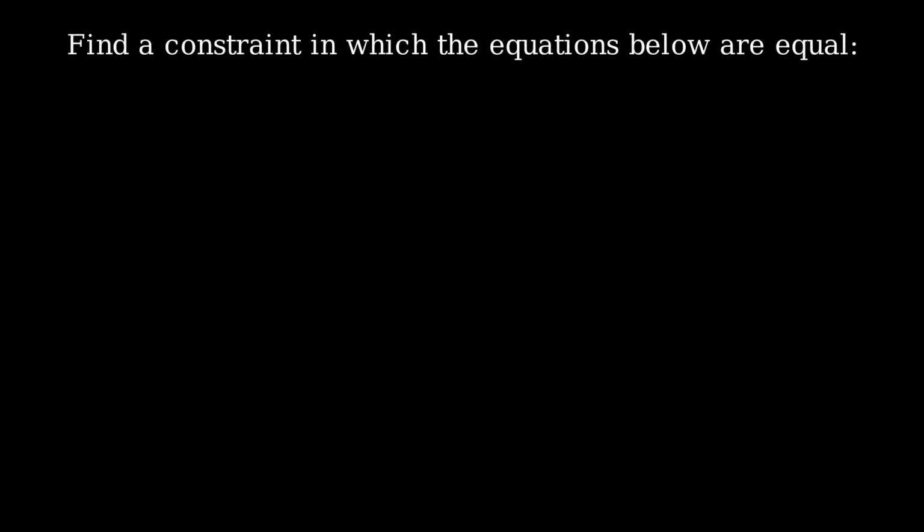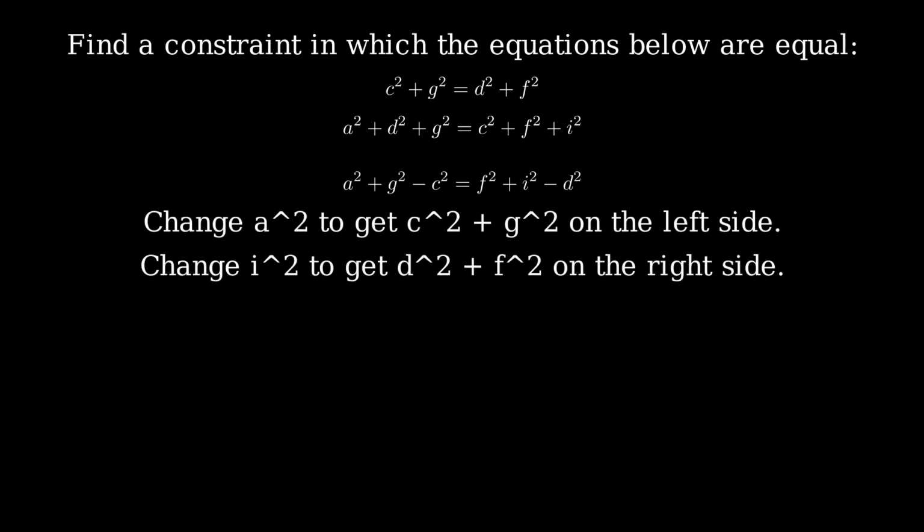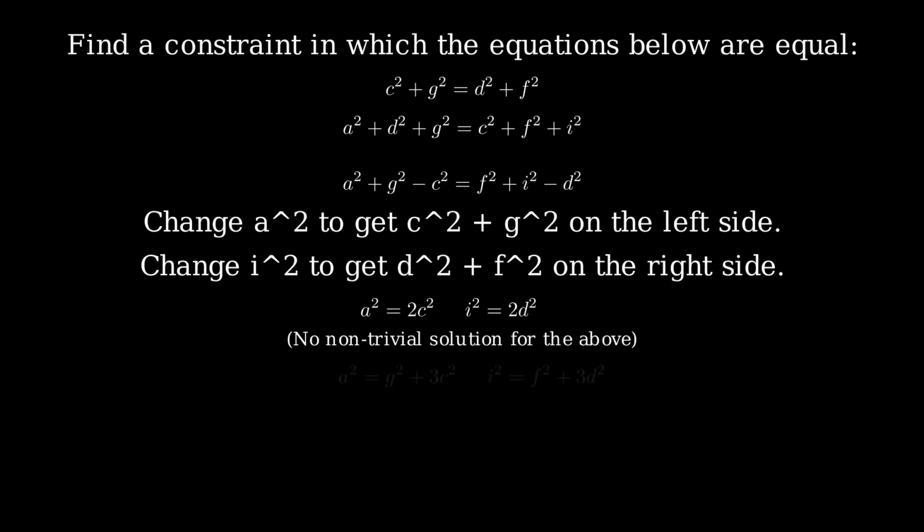I'm now going to tactfully take 2 of the equations from the previous slide and try to get them equal to each other. First, I'm going to rearrange the second equation to what's on the third line there. The goal now is to get that equation to look like the equation on the first line. The simplest thing to do is to make a squared equal to 2c squared and I squared equal to 2d squared. However, there's more than one way to do this, and in the next example, I set a squared equal to g squared plus 3c squared and I squared to f squared plus 3d squared.